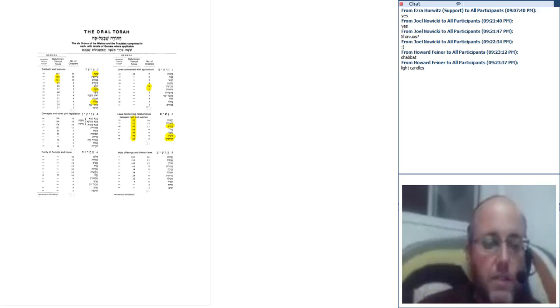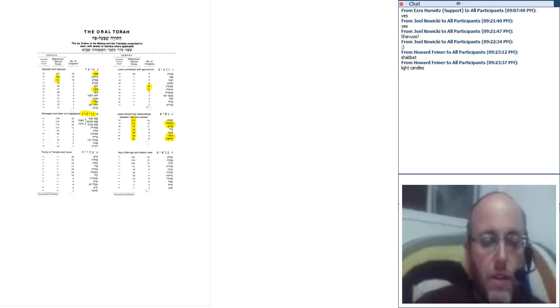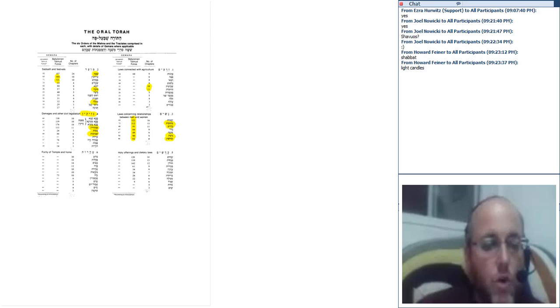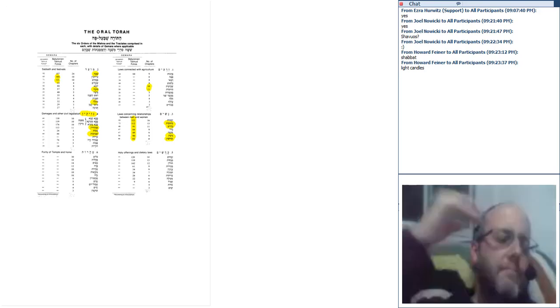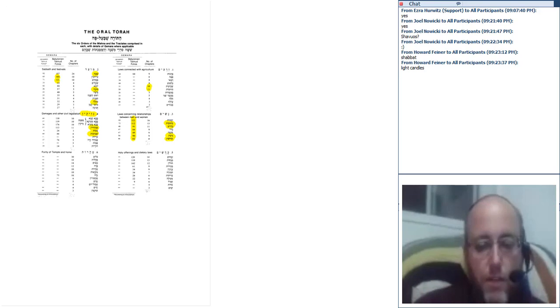Nezikin is civil law, property law, damages, etc. It also has to do with the organization of the courts there in Masechet Sanhedrin and Makkot. Shavuot deals, this is not Shavuot, the cheesecake holiday, this is Shevuot, oaths that a court might impose on someone, to take a shevuah, an oath in court and elsewhere, etc. And right there is Masechet Avot, which we're going to have something to say about in a moment.